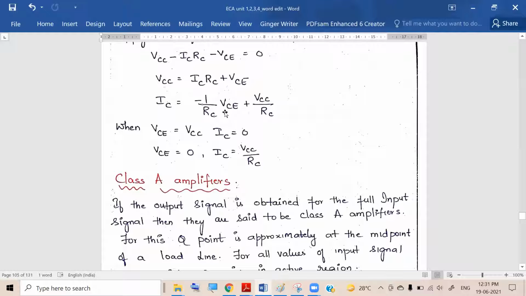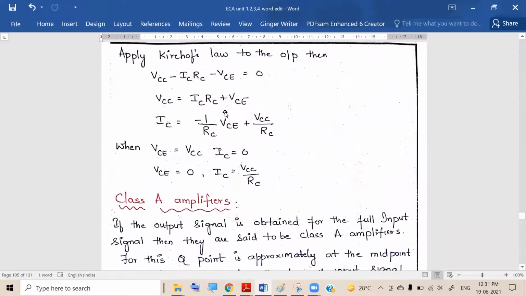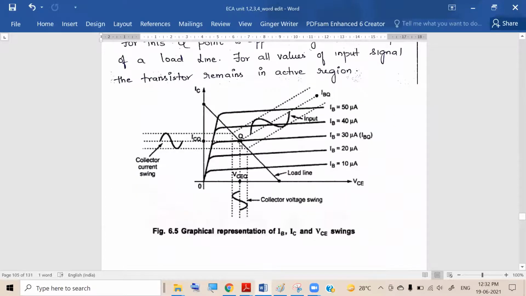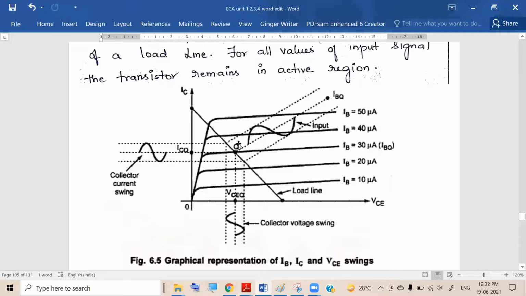Fixed value in a graph always indicates a point. So that point is nothing but your quiescent point represented by Q, or also known as the DC operating point. Why DC? See, AC signal is a varying signal. A fixed value is a DC. DC is a constant, isn't it? So this point is called the DC operating point or quiescent point, represented by Q.